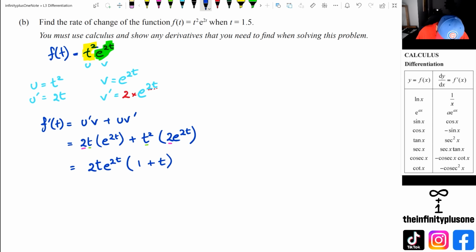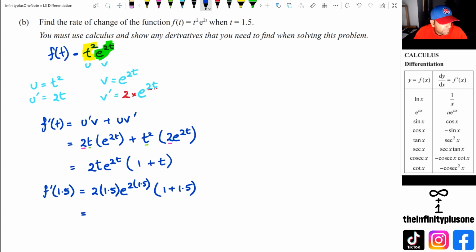So I'm trying to find f dash of 1.5, so I'm going to go f dash of 1.5 equals 2 times 1.5 e to the power of 2 times 1.5 multiplied by 1 plus 1.5. Now we do need to find the value here, so we're going to actually have to put this all in the calculator. So let's see.